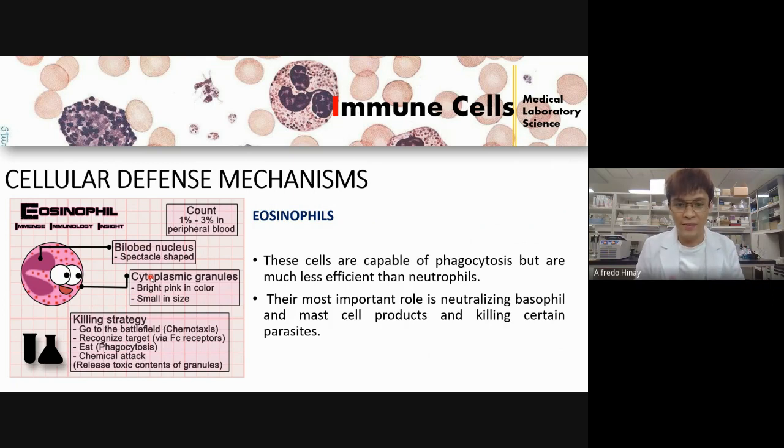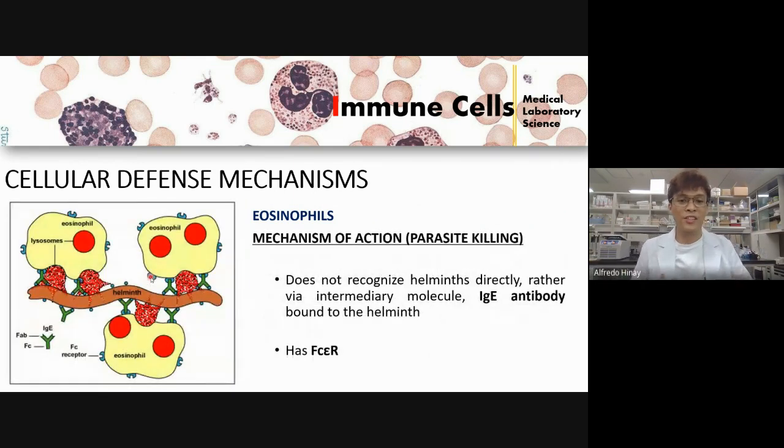Okay? Then their most important role is neutralizing the basophil and mast cells product and killing certain parasites, as I explained earlier. Ayun, ito yung sinabi ko kanina class with your mechanism of action of your parasite killing. Since the helminths or the parasite is too big, what they need to do is to release molecules. And also, it is antibody mediated. Your eosinophil requires antibody. So the antibody will become opsonin.